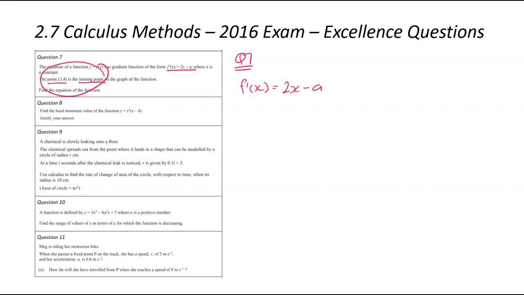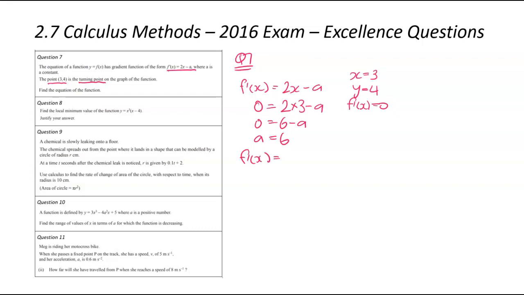And we're then going to have a think about this turning point information. So we've been told that x is equal to 3, y is equal to 4. And the idea that it's a turning point means f'(x) is equal to 0. So we've actually got quite a lot of information we can use to substitute into this function. So we know that 0 is going to be equal to 2 times 3 minus a. 0 is going to be equal to 6 minus a. a will be equal to 6. That tells us the full gradient function is going to be equal to 2x plus 6.